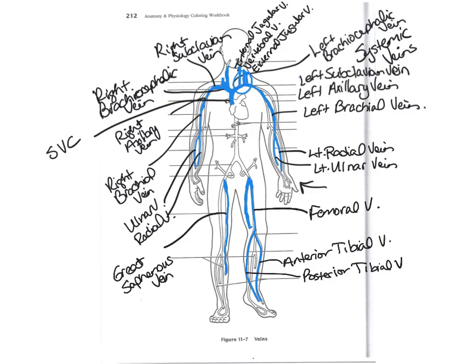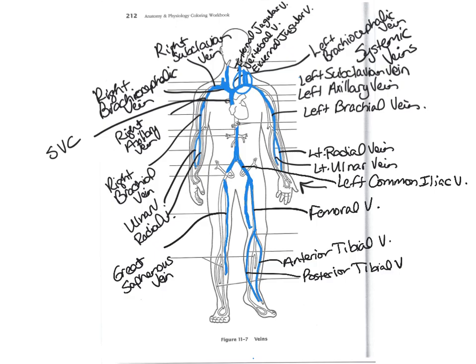Then the femoral vein will drain into the pelvic cavity and, up a little bit higher, it will become the common iliac vein. So we've got the left common iliac vein, and then on the other side we have the right common iliac vein. Right there. And then they drain into the inferior vena cava.